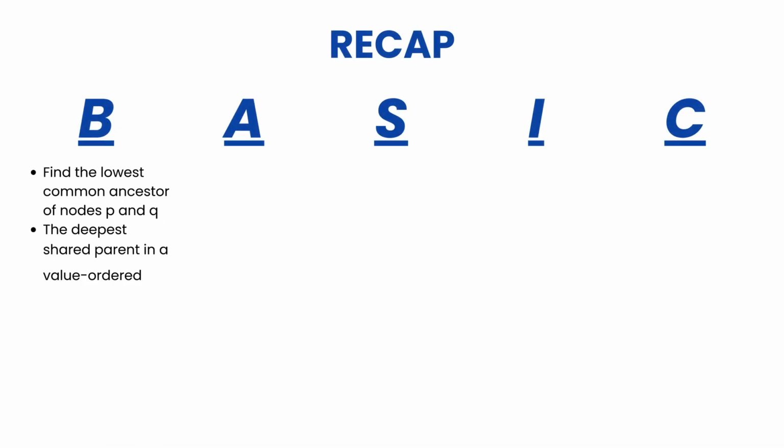We're given a BST plus 2 nodes, P and Q. The goal is to return the lowest common ancestor, the deepest node that has both P and Q in its subtree. In plain terms, the closest shared parent in a value-ordered tree.